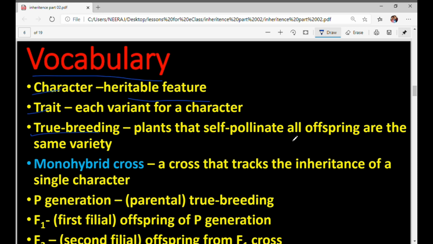Monohybrid cross: a cross that tracks the inheritance of a single character. If we consider only one trait, and such types of traits are considered, these are termed monohybrid.